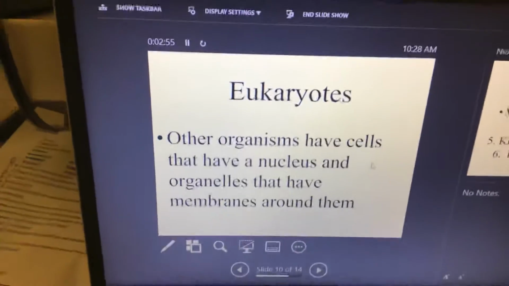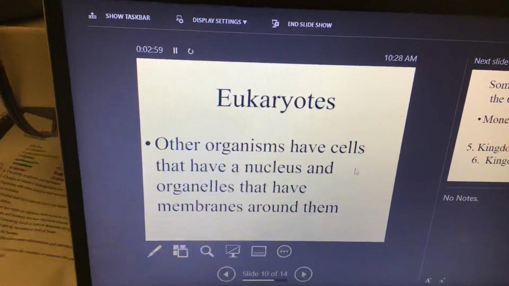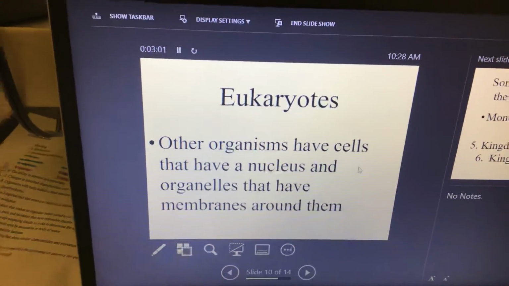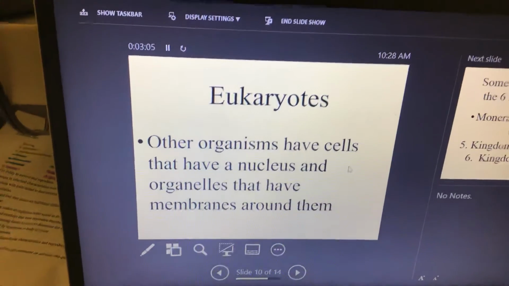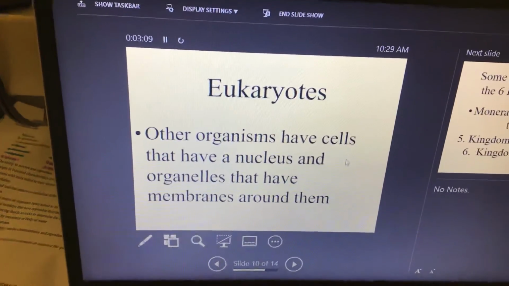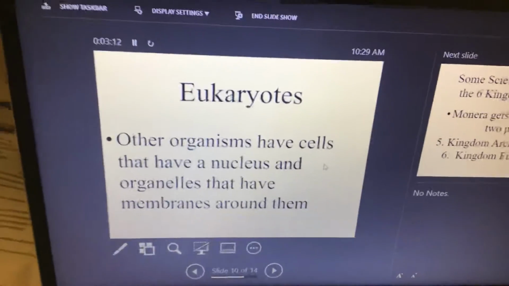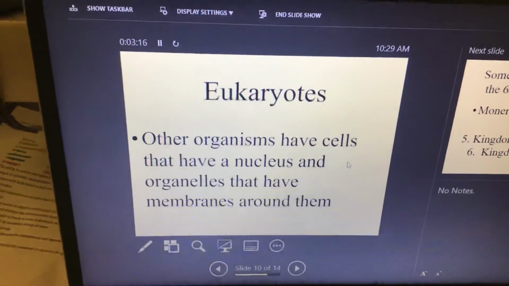Eukaryotes have a nucleus and have membranes around their organelles. So pretty much everything but bacteria are eukaryotes. So prokaryotes, bacteria, no nucleus. Eukaryotes, everything else. That would be basically everything else, and they'd have a nucleus.